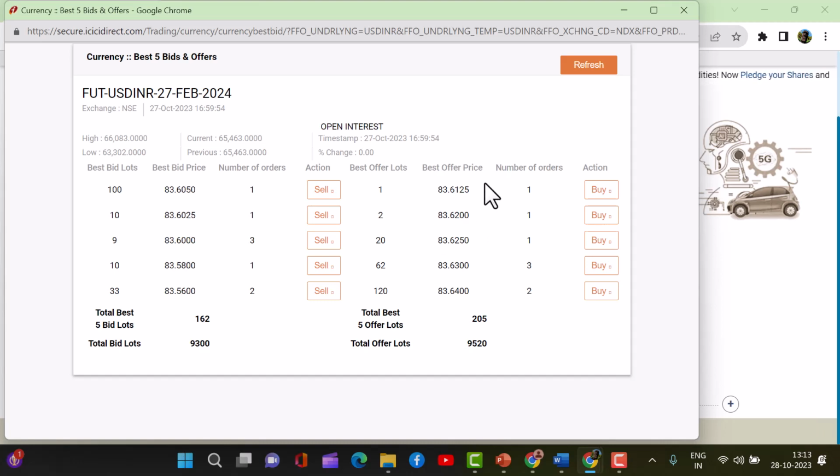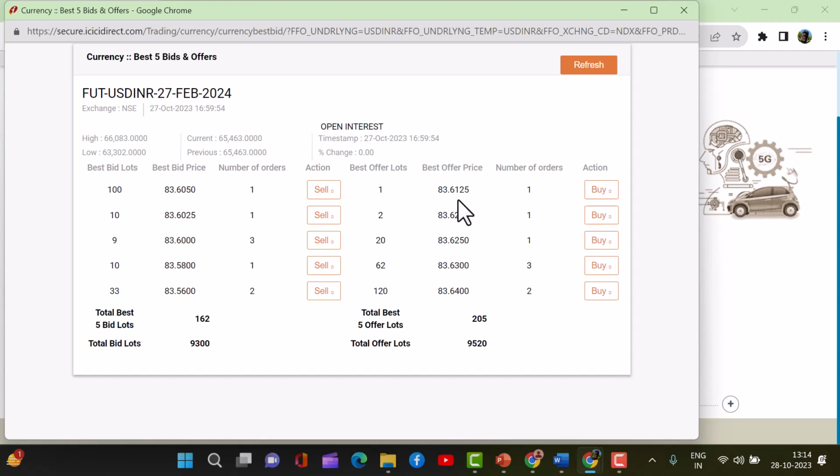But then there are corresponding sell orders which are lying unexecuted. Somebody wants to sell at 83.61. Because this order cannot be matched, it is also lying in hang. Somebody wants to sell at 83.61, somebody wants to buy at 83.60, they are not matching. Unless the person sees this order and says, okay, I'm going to revise the price to 83.61, then the order will get matched. Isn't it?